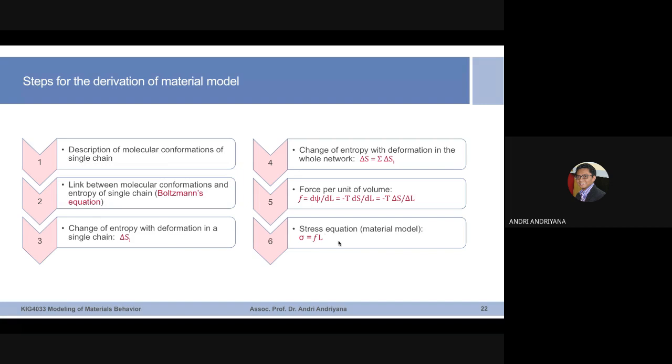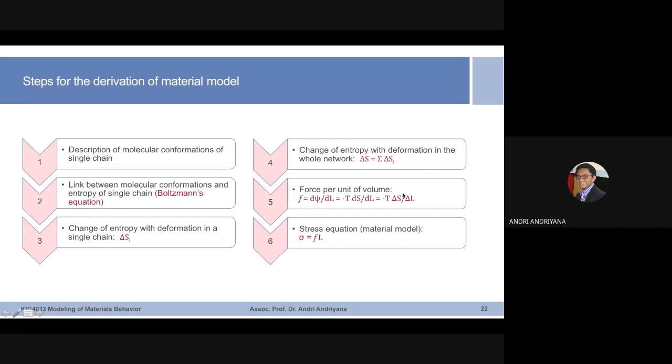How to do that? I know from thermodynamics that the small f is the differentiation of free energy density with deformations. And for rubber materials, which have entropic elasticity, the change of the free energy density with deformation can be given by minus T times the change of entropy density with respect to deformations, which I can approximate as minus T times dS over dL, the change of entropy density with the change of the length in the materials.